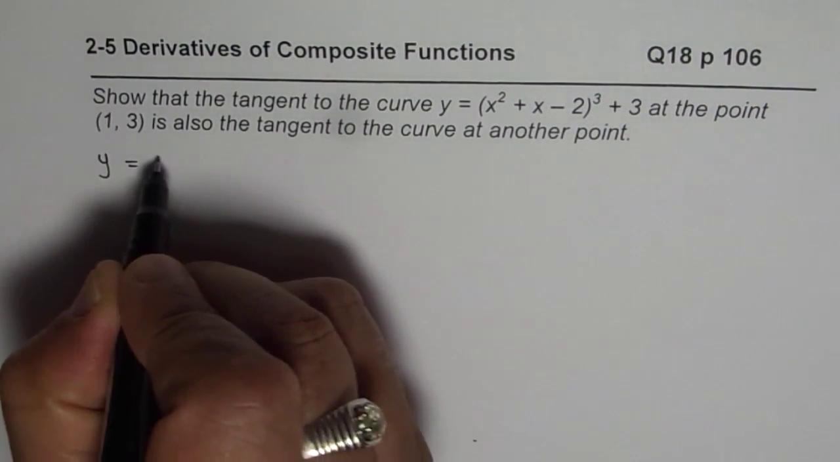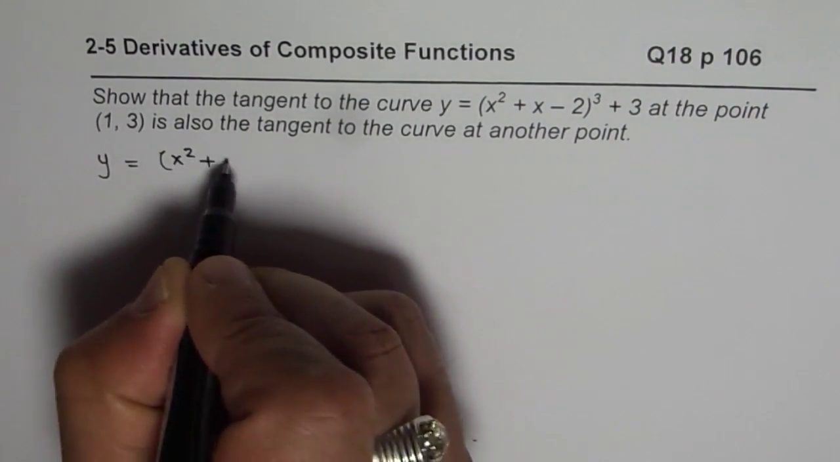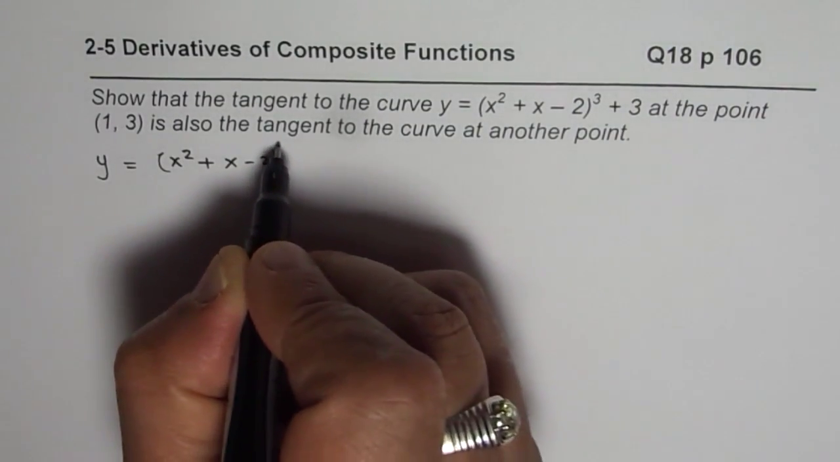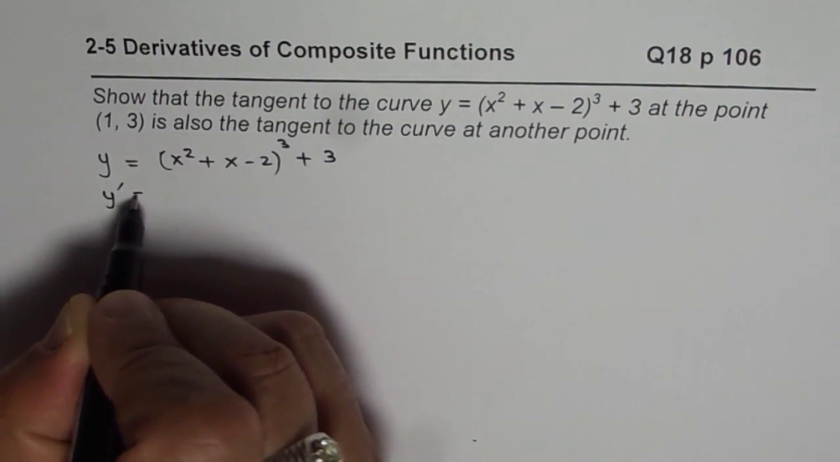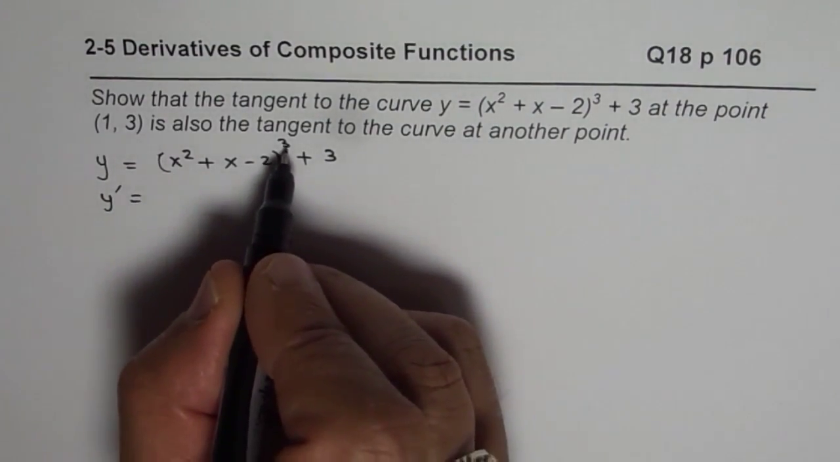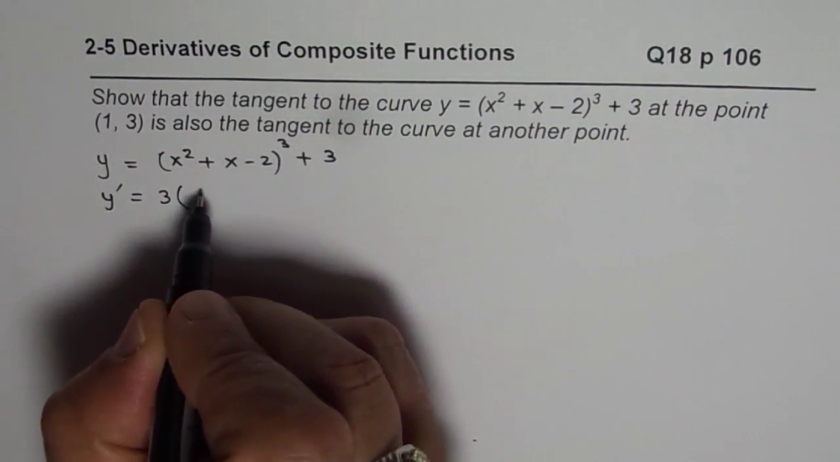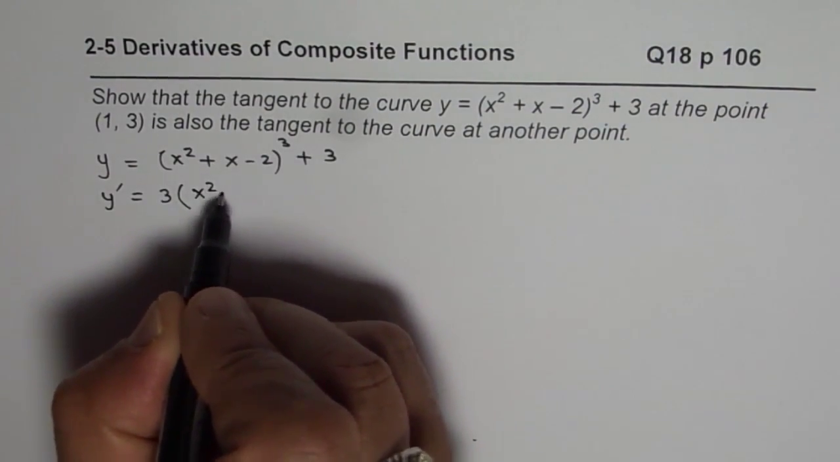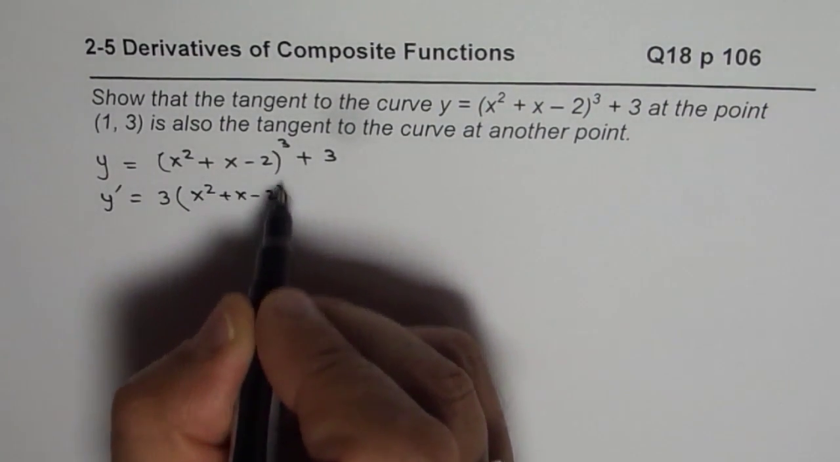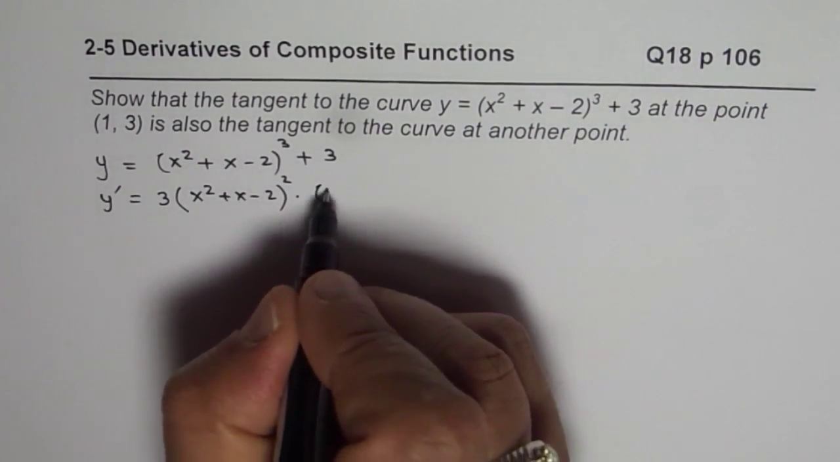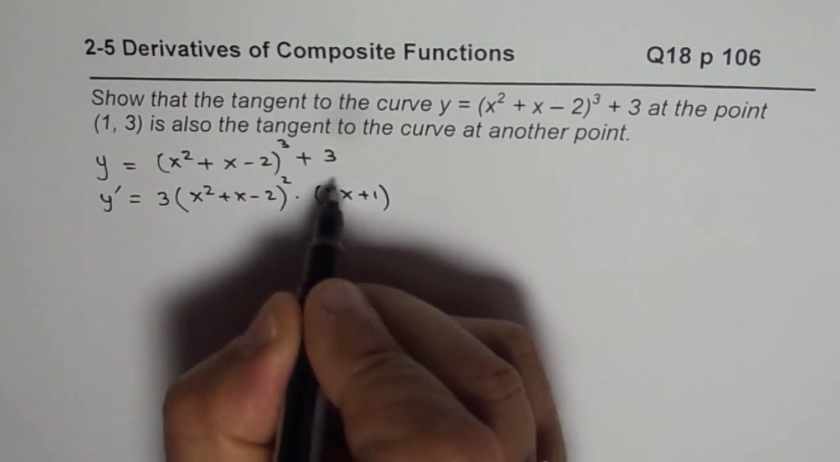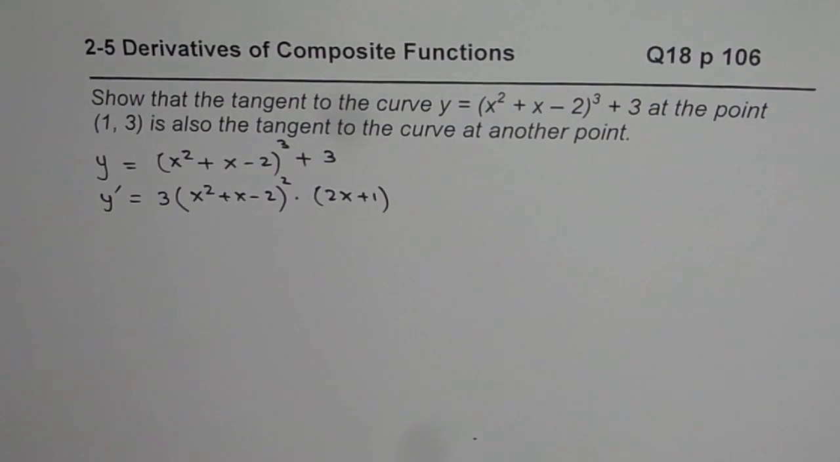So y equals (x squared plus x minus 2) whole cube plus 3 is the given equation. The derivative gives us the slope, and the power is 3. So we'll use the power rule: 3 times (x squared plus x minus 2) to the power 2, times the derivative of the inside function, which is 2x plus 1. The derivative of 3 is 0.